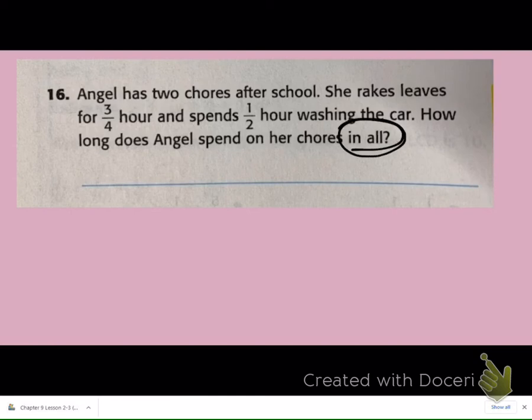That is our key. Whenever we see in all, we know we are going to be adding. That is our clue. When we're getting a total, in all is getting a total. We're adding. So let's go ahead and add these two. So 3/4 of an hour and a half an hour. Let's add these two together. 3/4. Again, we're writing one on top of the other.